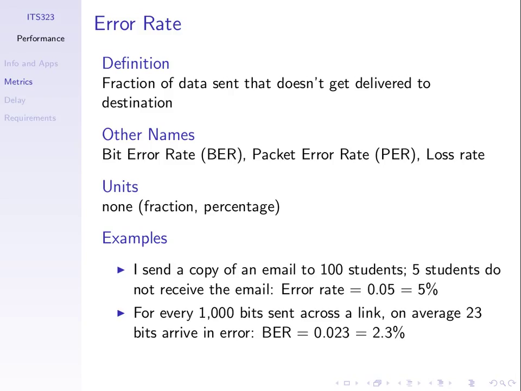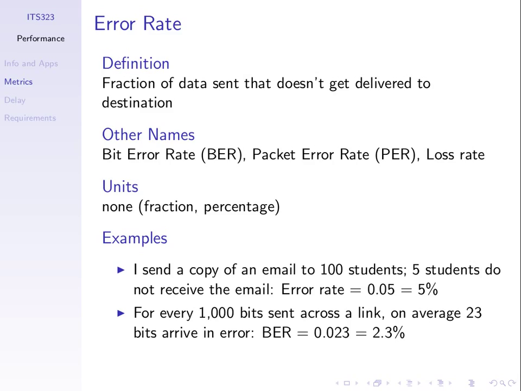So if, for example, I have a link where I send 1,000 bits and on average 23 of those bits arrive in error, they arrive, but they are wrong, then we could say the bit error rate is 23 divided by 1,000, 23 out of 1,000, or 2.3%, or as a fraction, 0.023. There are no units here. It's a ratio.